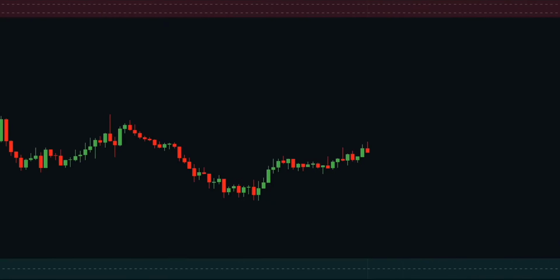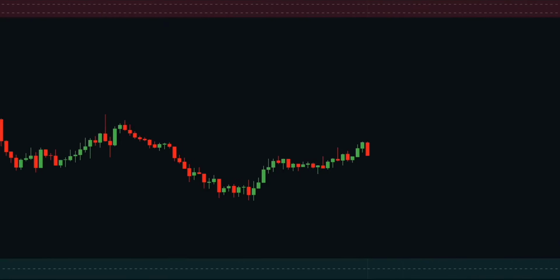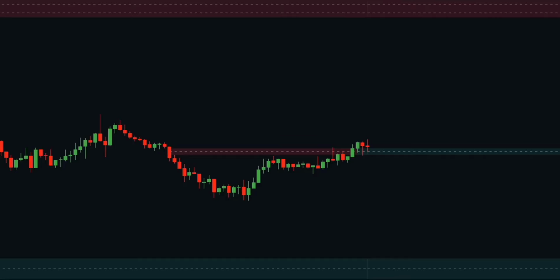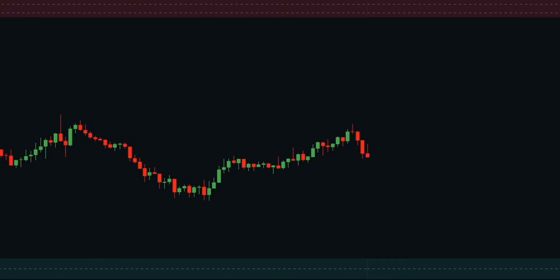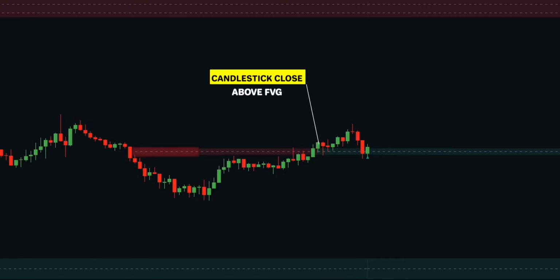Once mitigation of a fair value gap occurs, the tool detects the zone as an inverted FVG. This would now be considered for potential support or resistance. Mitigation occurs when the price closes above or below the fair value gap area in the opposite direction of its bias.